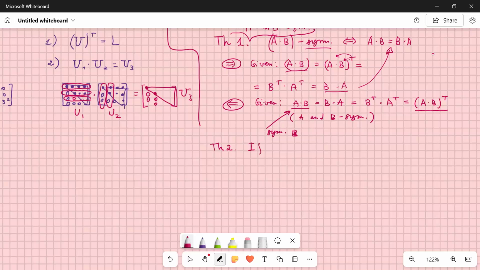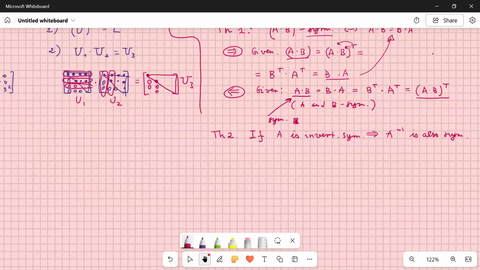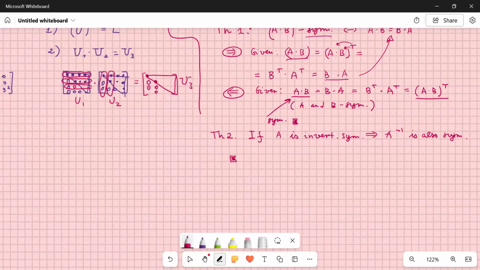If A is an invertible symmetric matrix, then A inverse is also symmetric. Well, you probably can guess that it's going to work like that. I'm going to start my proof by not drawing this, but drawing an empty square.